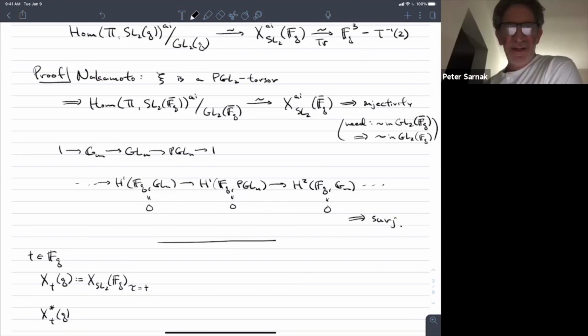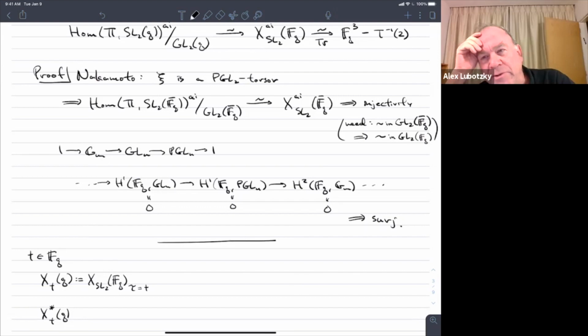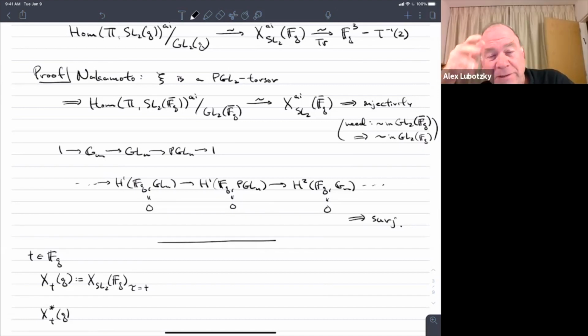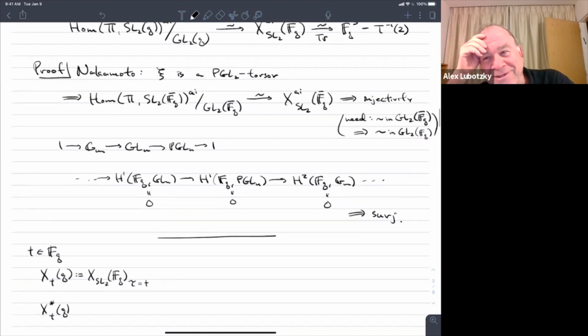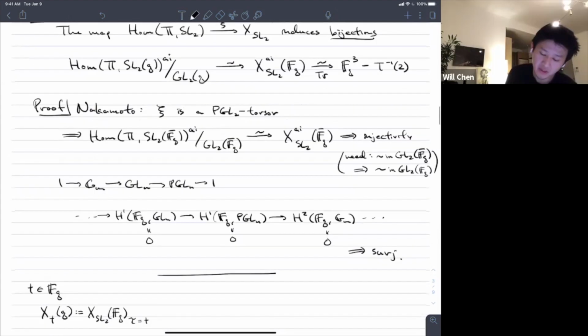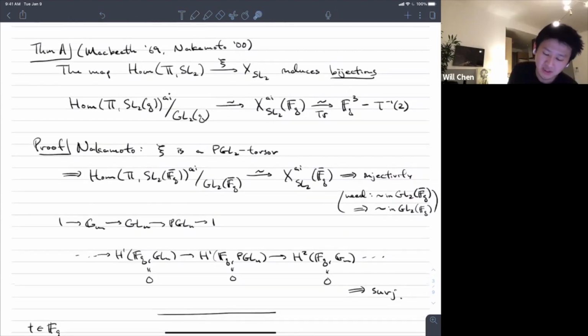Right. For PGL2 and the free group on 2 generators, that's why McBeath could do all this without that. McBeath does this by hand. You don't need all this. I think he's just showing us. That's right, I'm showing. So McBeath does all this by hand.